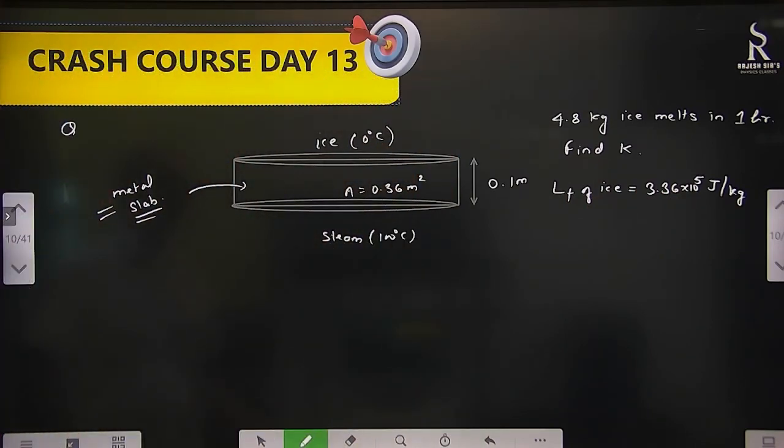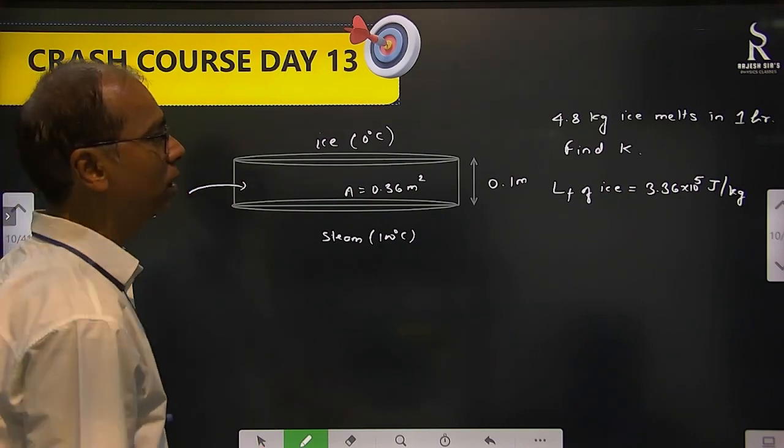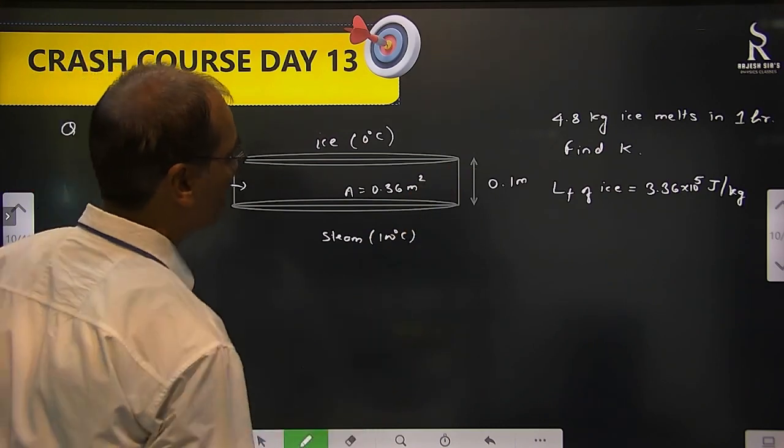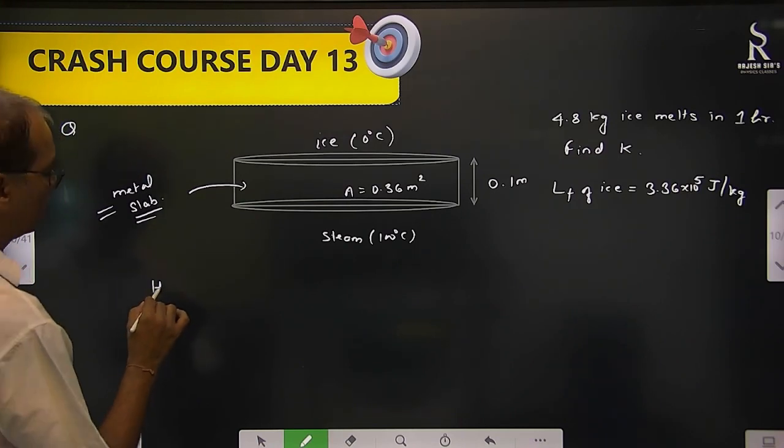Okay, a similar type of question we did already, right? 6 gram of ice was melting in 2 seconds or something. Similar here, 4.8 kg of ice melts in 1 hour. So how much heat is required? Heat required.